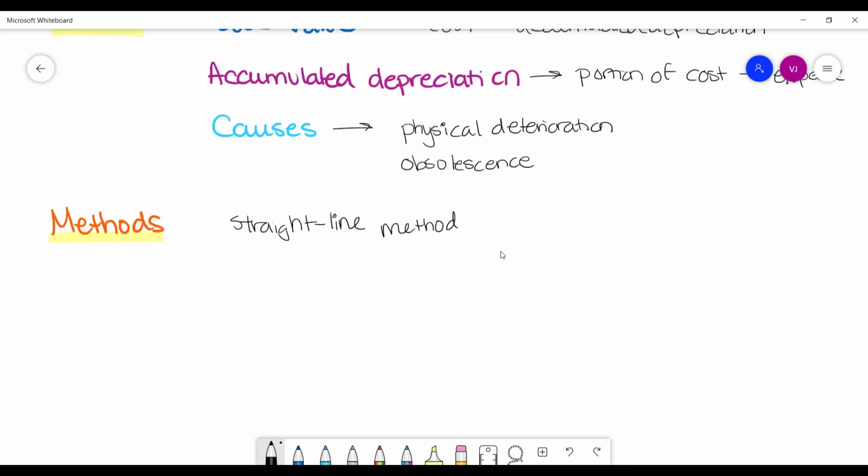But there are other methods that we'll look at in this class, and they are accelerated methods, accelerated versions of the straight line method. And depending on what kind of asset we're looking at, we will also look at depletion, for example, which would specifically relate to natural resources. But this is it for this video. In the next video, we'll look at straight line, and we'll eventually start getting into discussing the different depreciation methods.